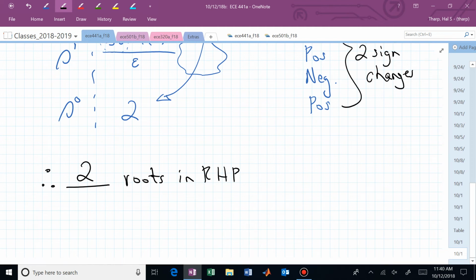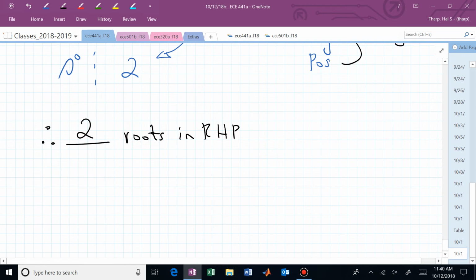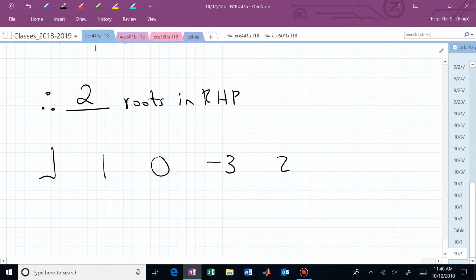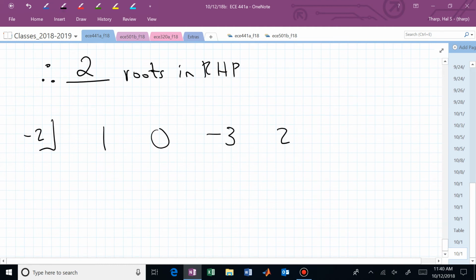If we wanted to determine numerically what we might have, we could do synthetic division. We have a polynomial of s cubed plus 0s squared minus 3s plus 2, and since we have a 2 as our constant coefficient, we might anticipate that a root might be at minus 2 or plus 2. Suppose we say that s equal to minus 2 is a root in our synthetic division. We now have the opportunity to do this synthetic division.